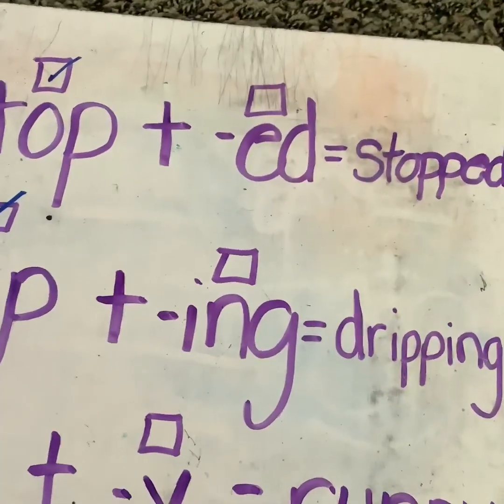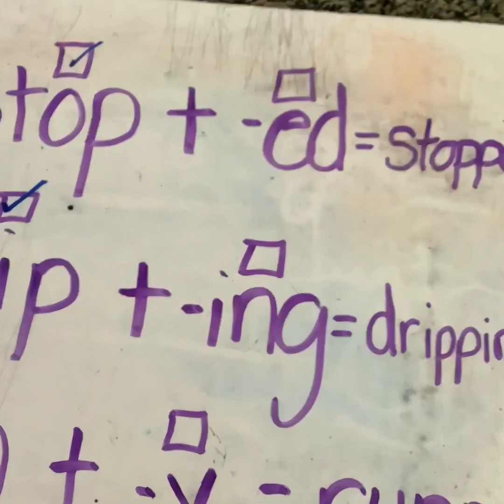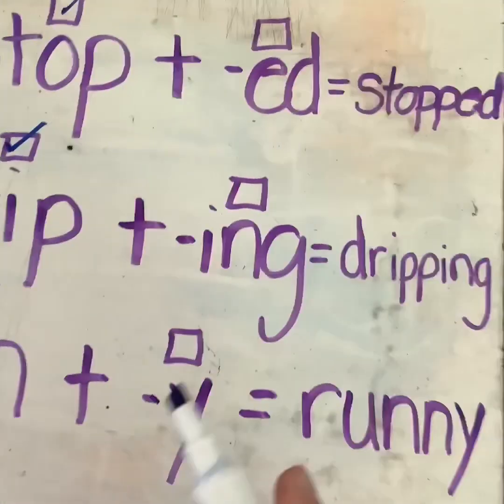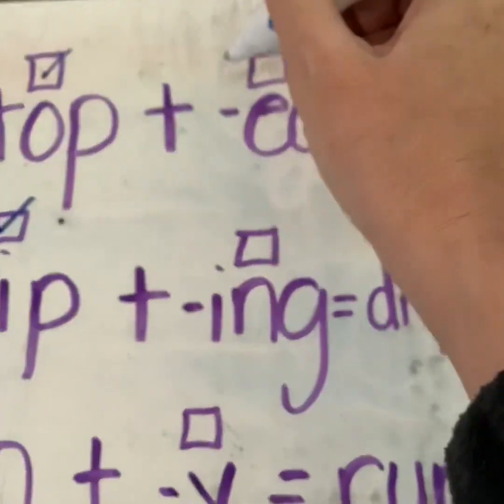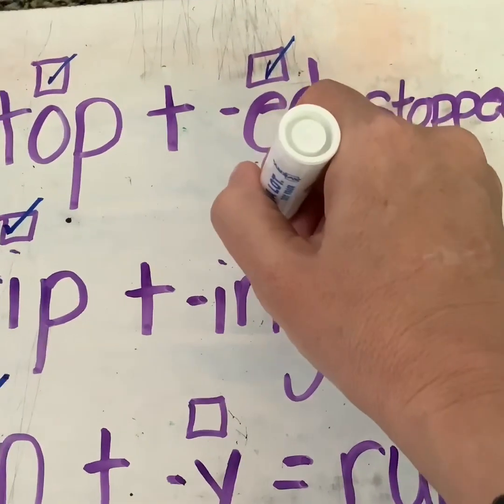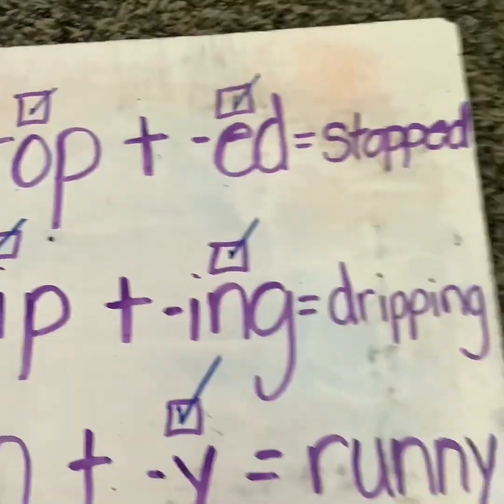Now the next step I'm going to do is put a check mark if the suffix is a vowel suffix. Well, look, we already decided they are all vowel suffixes. Starts with a vowel, starts with a vowel, starts with a vowel.